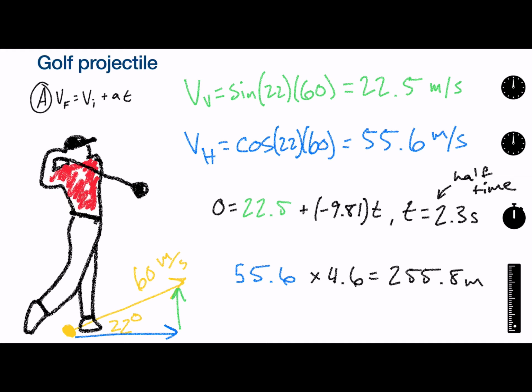I hope you enjoyed this projectile motion problem that calculates horizontal range based on launch angle and velocity. Obviously, in real life, wind and spin have large influences on a golf ball's actual trajectory.